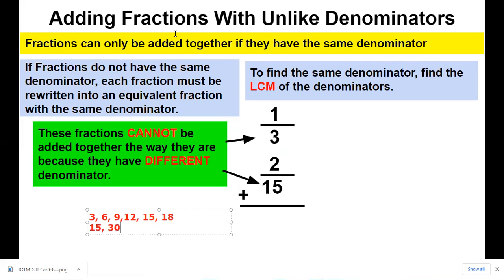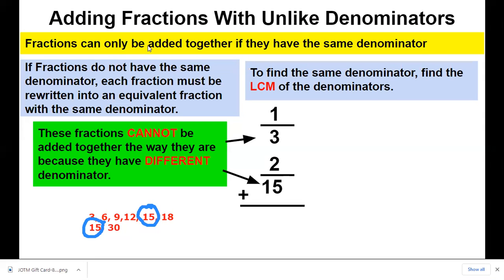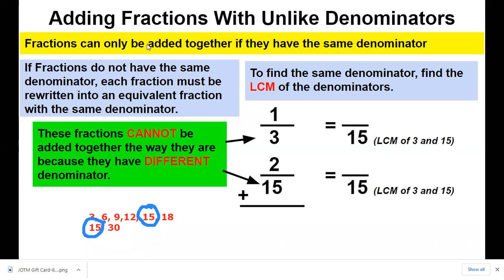Why can I stop? Because 15 is a match with 15. So my least common denominator, my least common multiple of the numbers 3 and 15, is going to be 15. So that will become my bottom number. So there it is. The least common multiple of 3 and 15 is 15.